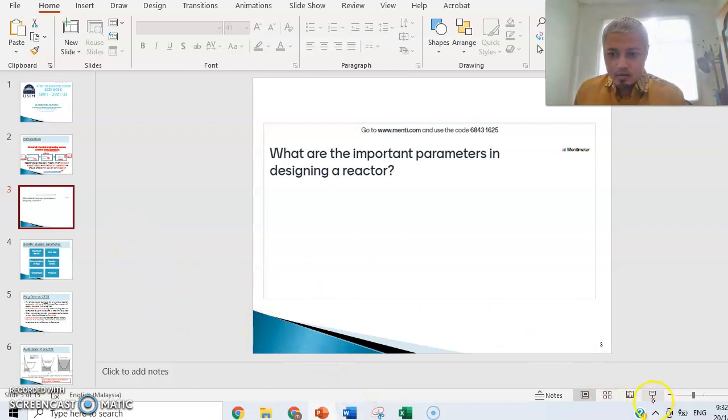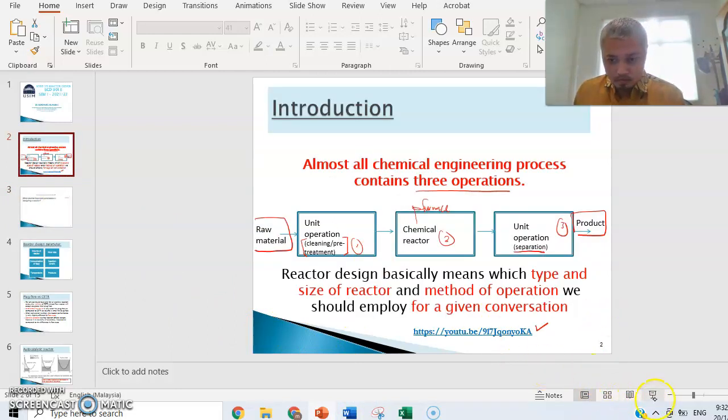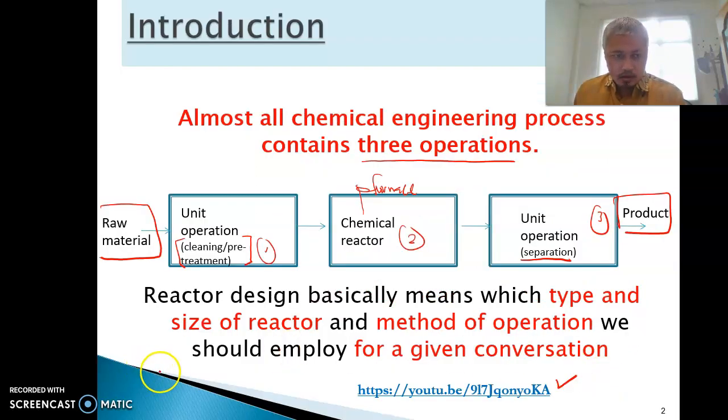Now, reactor design basically means which type and size of reactor and method of operation we should employ for a given conversion. So we need to know what the reaction is and what process is involved in order for us to design a reactor.